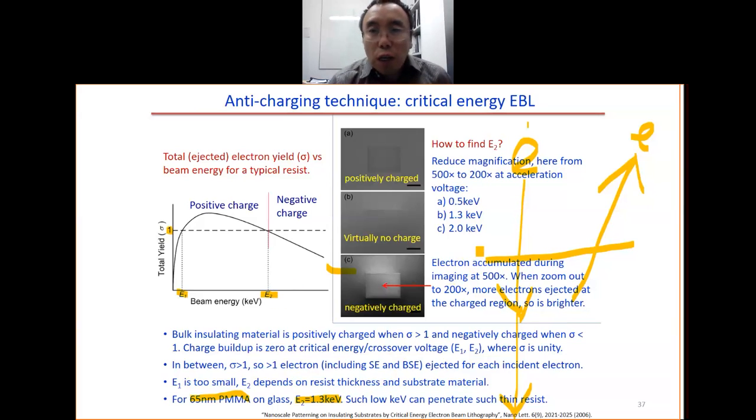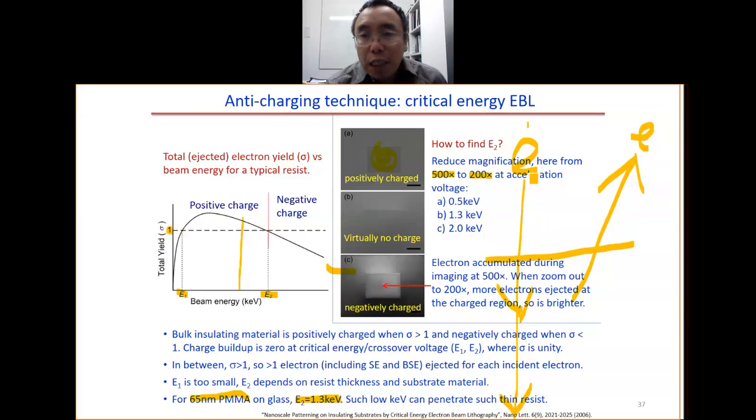So what do you do? First, you use a high magnification. In this case, it's 500 times magnification to scan this area. Then you zoom out to 200 times magnification to get a bigger area. You can see this part is dark, this has no contrast, and this is bright. When it's dark, this is 0.5 kilo electron volts, corresponding to, for example, this spot here. So the sigma is higher than 1.